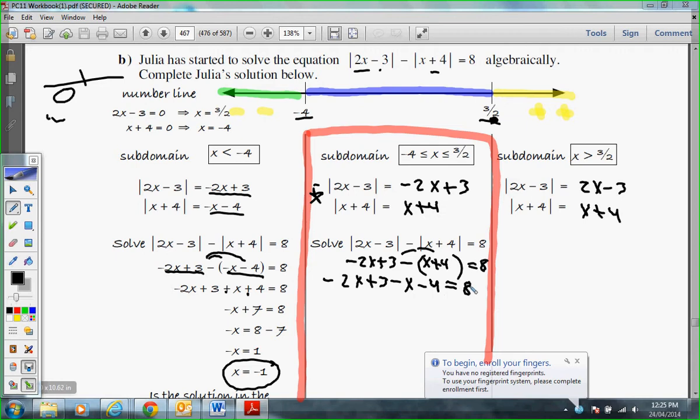Okay? All right, so now, negative 2 and a negative 1 is a negative 3. 3 and negative 4 is a negative 1. Add 1, negative 3x equals 9. Our last step, divide by negative 3. So we get x equals negative 3. That's another answer. So there's our left answer, our middle answer. Now we're going to get our right answer.